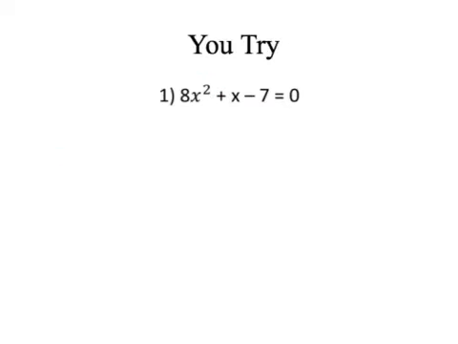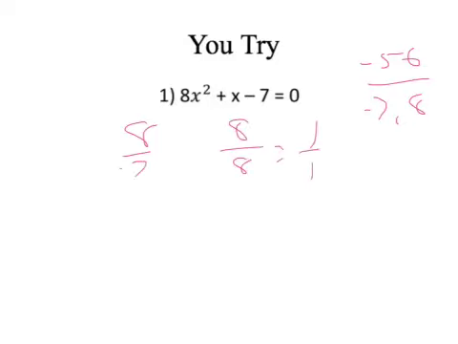Go ahead and pause and do the first you try. Alright, so first thing you need to do is factor. So you're doing first times last. 8 times negative 7 is negative 56. Factors that we're going to use are 7 and 8. Since this x is positive, that means we want our bigger number to be positive. So negative goes with the 7. So we'd have 8 over 7, 8 over negative 7, and 8 over 8, which reduces to 1 over 1.